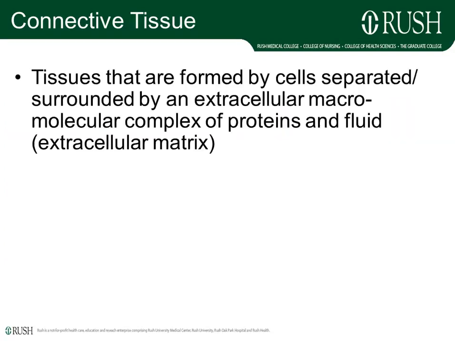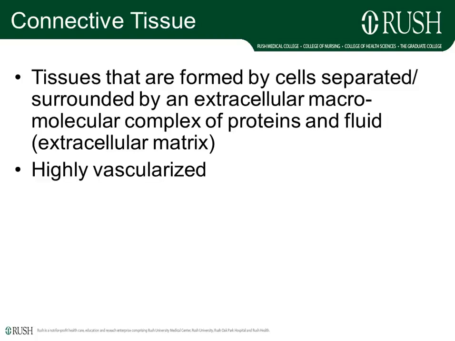Now let's look at connective tissue. Connective tissues are formed by cells and matrix that are widely separated from one another. This contrasts with the epithelia that we just looked at, which are always tightly adhered to one another. So the cells here are widely separated, and they are surrounded and embedded in this extracellular macromolecular complex of proteins and fluids, which we're just going to call extracellular matrix, or sometimes just ECM.